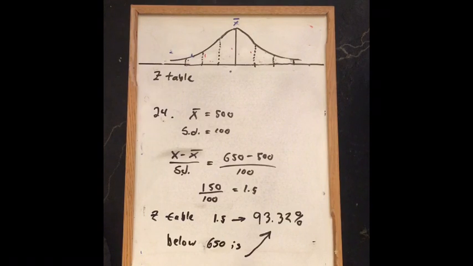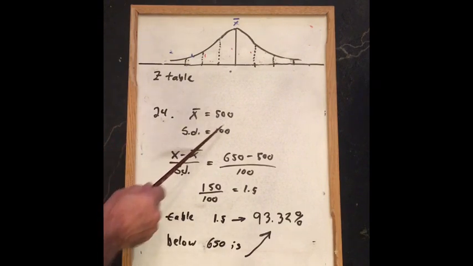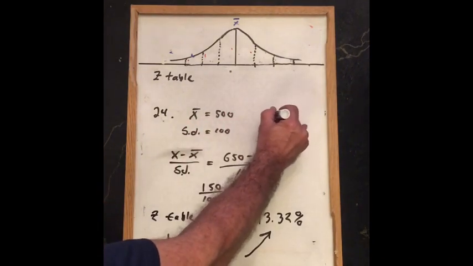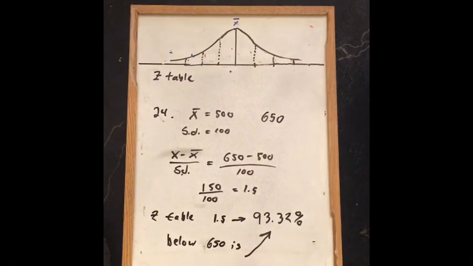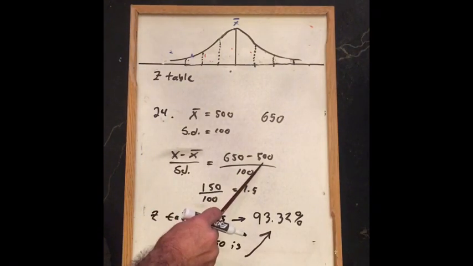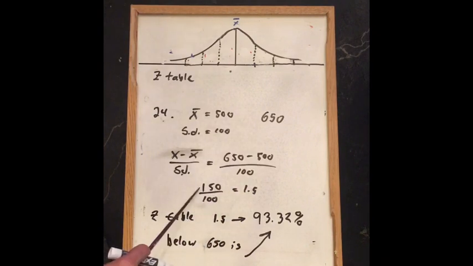For problem 24, we're given that the mean is 500, the standard deviation is 100, and we're interested in the score of 650. Okay, so what we're going to do is take the data point 650 minus the mean, divide by 100, which becomes 150 divided by 100, or 1.5. Go to the table, z equals 1.5 gives 93.32, that is everything below. And that's what they're asking. So what's below the score of 650 is 93.32%.